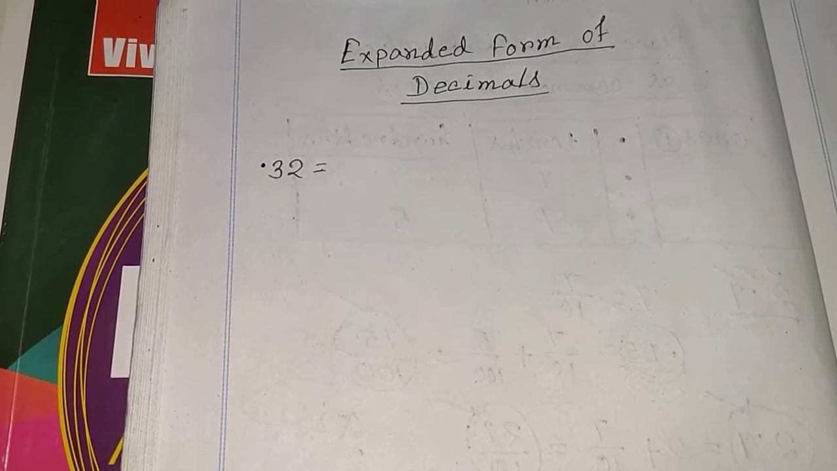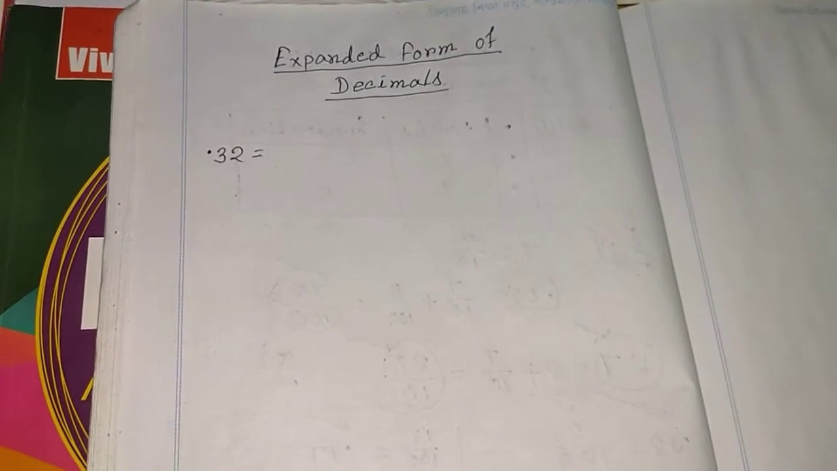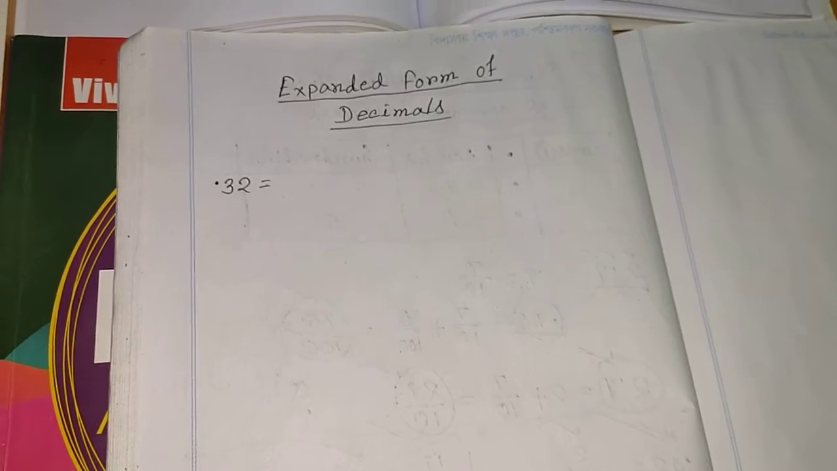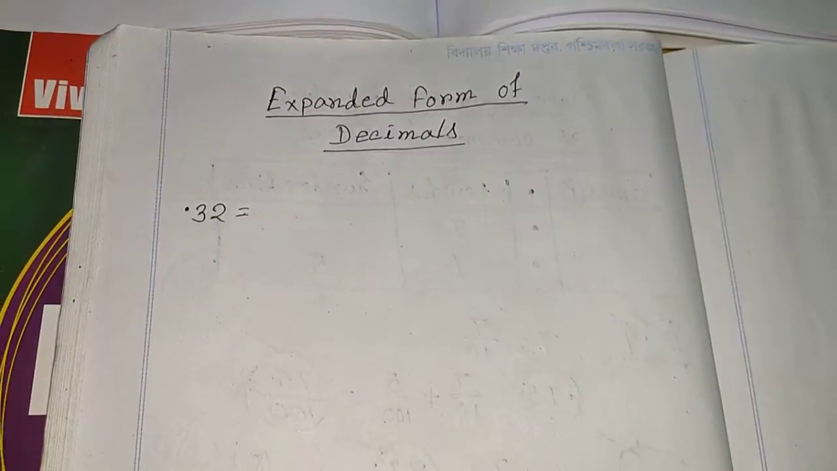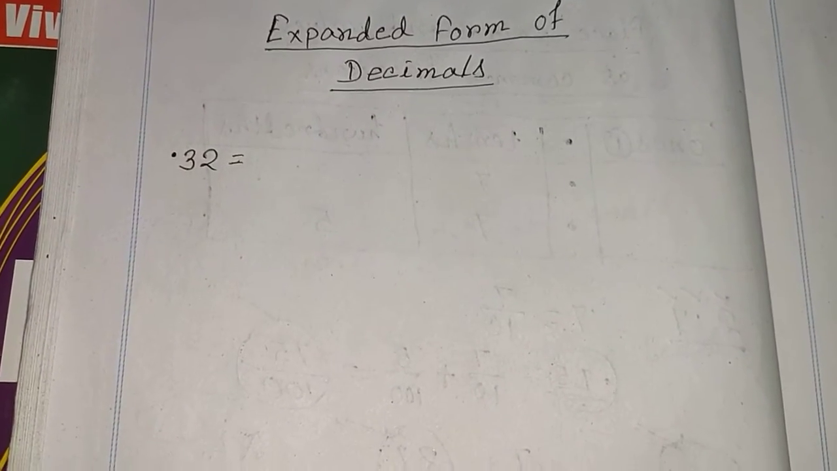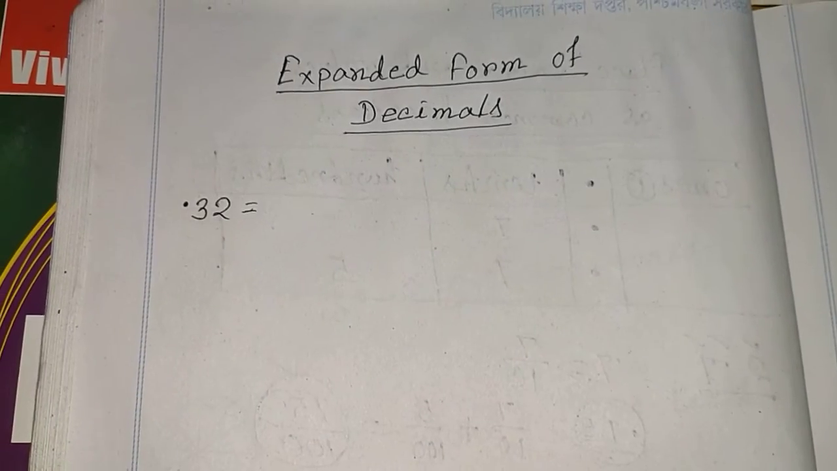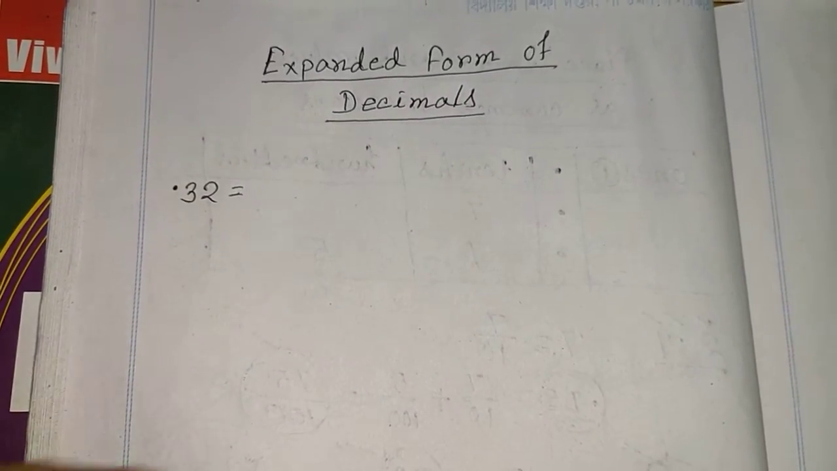In the previous class we learned about decimals and more facts about decimals, and in this class we are going to learn how to write the expanded form of decimals. So here I have our decimal number, that is 0.32. How do we write the expanded form of this number?